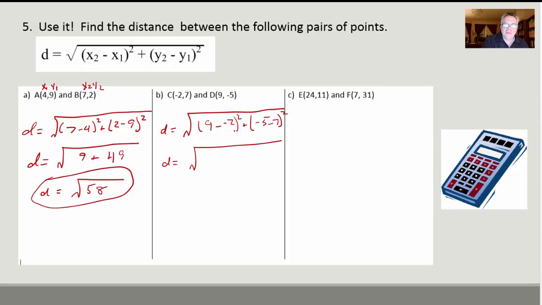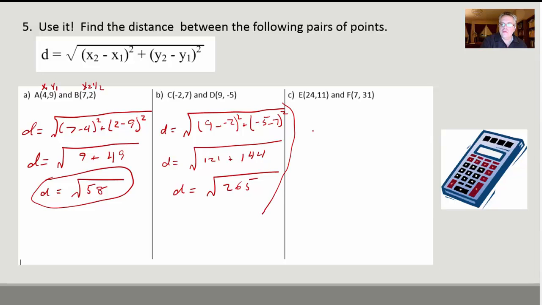Okay, so d equals big square root. So I'm going to simplify a part at a time. So 9 minus negative 2 is 11. Squared is 121. Plus negative 5 minus 7 is negative 12. Squared is positive 144. So we get d equals square root of 265. Now, that might simplify or it might not, but right now, I'm not worried about that. So I'm just going to leave it like that. Okay, it's kind of a big number. If it's small, I would simplify it. Since it's big, I'm not going to worry about that right now. That's not the main issue.